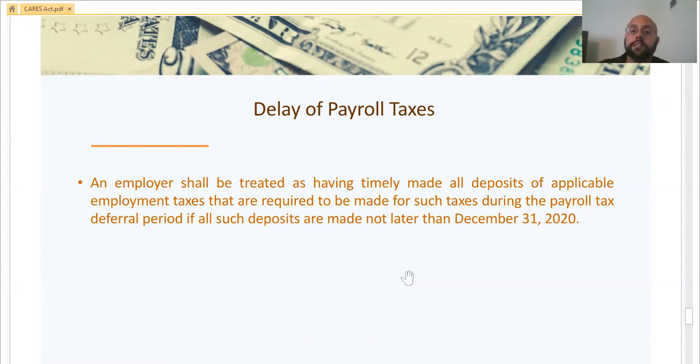Now, this is a situation where if you have the cash flow that you can pay taxes, pay them on time. Don't take advantage of something if you don't need it. This is really for individuals and businesses that don't have the money. They don't have the cash flow to make the payments. Take advantage if you don't have the ability to pay the taxes timely. Don't run into a problem where you have all this amount of money due at the end of the year. Okay.